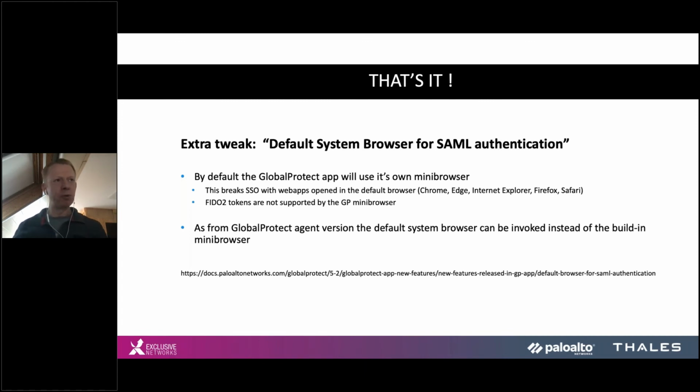If we look at the GlobalProtect agent, by default, GlobalProtect uses its own built-in mini browser. So that means that, for example, if you go to Office 365 in Chrome and then you open up your GlobalProtect VPN, you will not have single sign-on because it's a different browser. Now, in the latest version of GlobalProtect, version 5.2 of the agent, you can use your default system browser to authenticate.